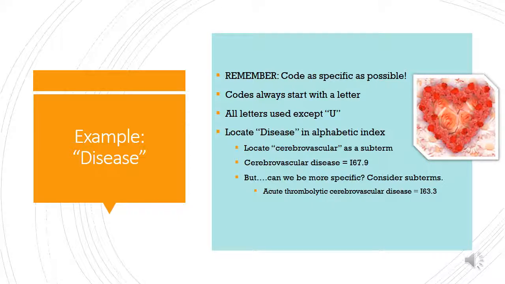Assume the patient's documentation specifies acute thrombolytic cerebrovascular disease. Note the hierarchy organization to find such a term. Under disease, under cerebrovascular, under acute, you will find thrombolytic. We would consider I63.3 for this diagnosis. I say consider because we never code just from the Alphabetic Index section of the coding book. The possible code is next confirmed in the Tabular Index, the colorful pages towards the back of the book. We'll come back to this in a few minutes.